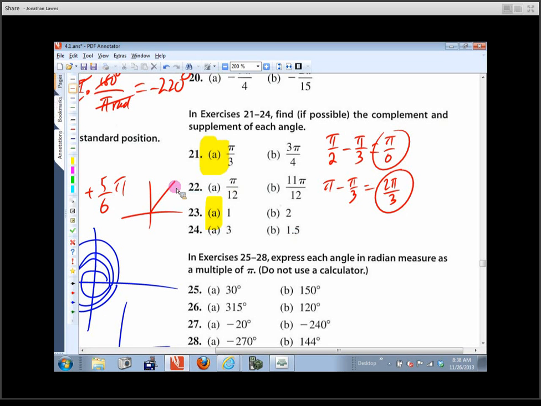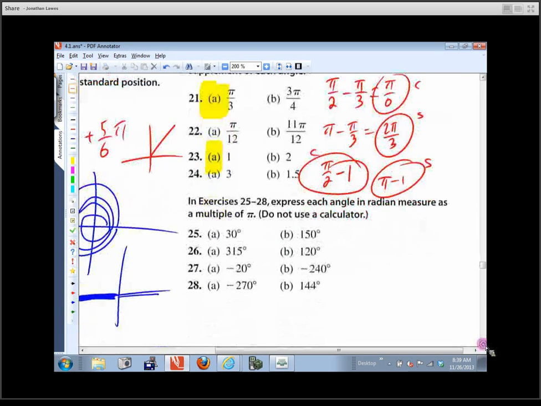Okay. How do you figure out the complement of that? Pi halves, subtract 1. And you can leave it like that. That's the cool part. So the complement, supplement. This is the complement. How would I find the supplement of 1? Pi minus 1. That's it. Okay? It's literally that easy.